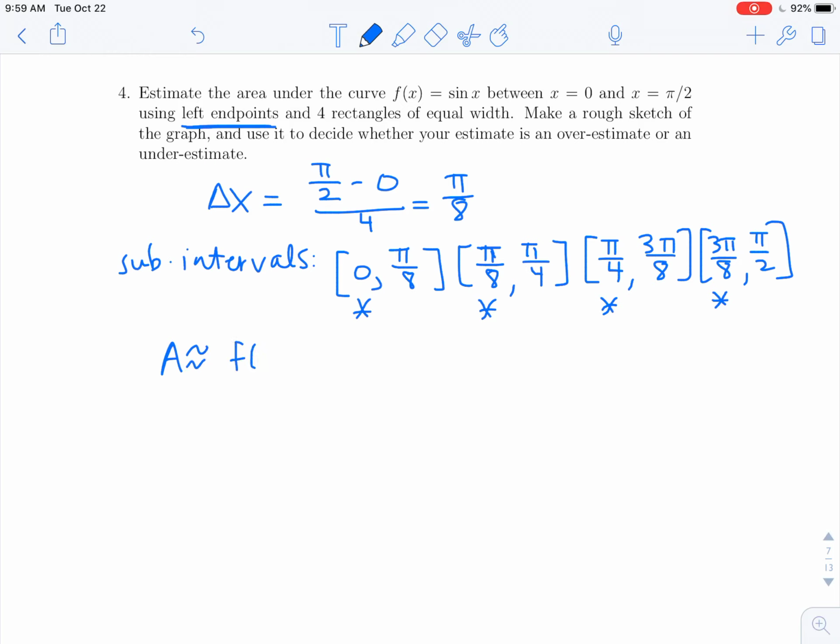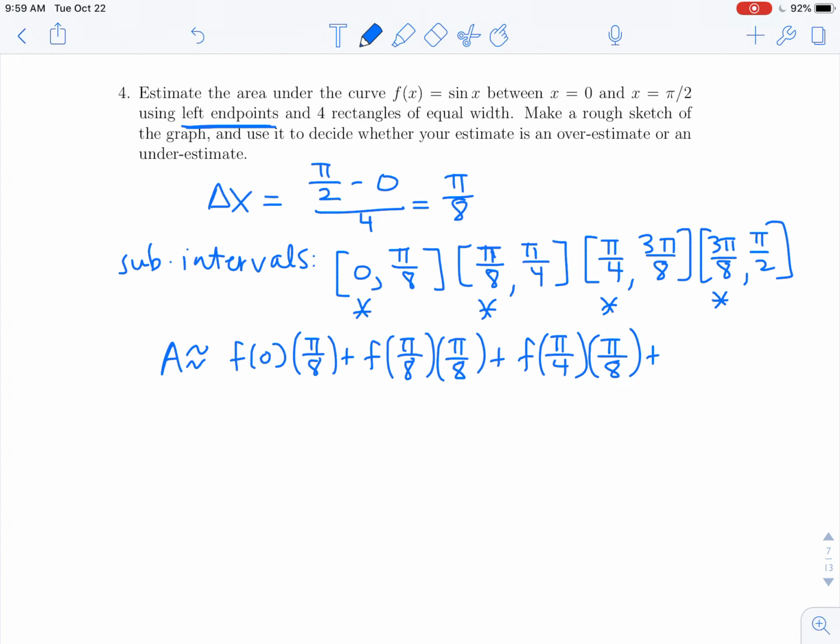All right, so now our area is approximately, so we'll do f of 0 times delta x plus f of pi over 8 times delta x plus f of pi over 4 times delta x plus f of 3 pi over 8 times delta x.